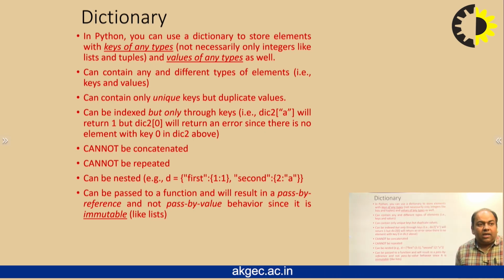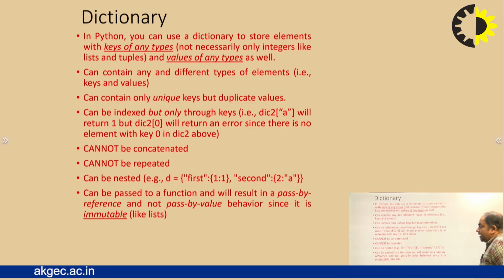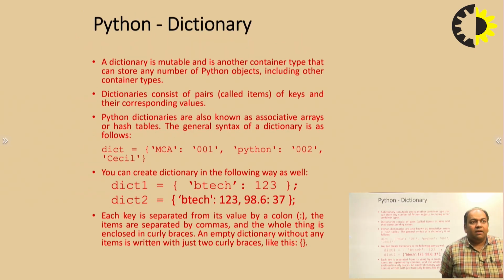It can also be indexed through the keys, and it cannot be concatenated or repeated, but it can be nested. This means one key can represent more than one dictionary. It can be passed to a function by reference, but not by value, because pass by value behavior is like a list, which is immutable, while dictionaries are mutable.